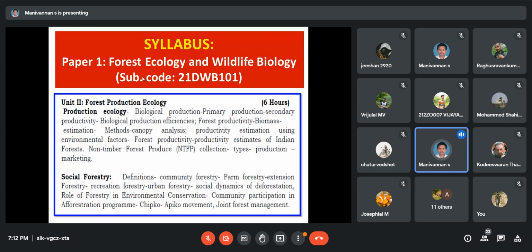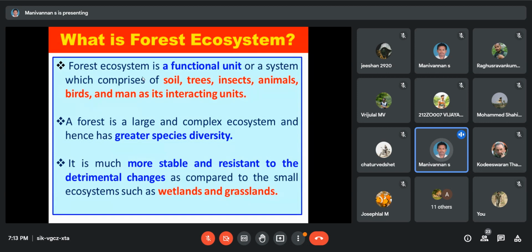Before going to our topic, a brief introduction: what is a forest ecosystem? A forest ecosystem is a functional unit or a system which comprises soil, trees, insects, animals, birds, man, and its interacting units. Is my voice clear? Sir, yes, sir. It's clear, sir.